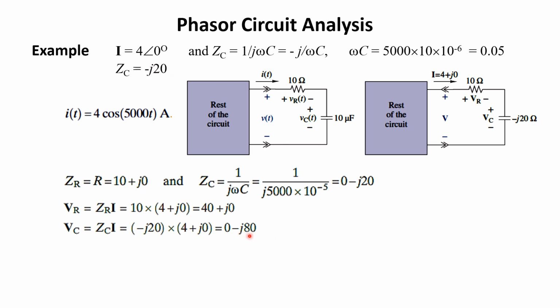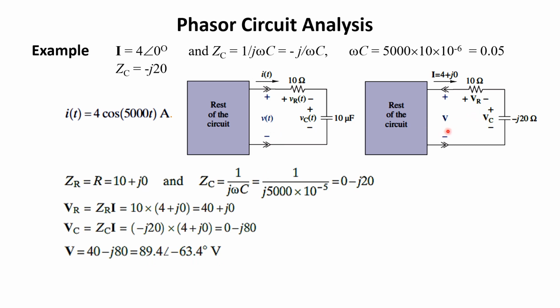So this is the phasor representation of the capacitor voltage and the resistance voltage. The net voltage over here is V_R plus V_C, so we can add phasors. So V_R plus V_C is shown over here. It is 40 minus j80. The magnitude is square root of 40 squared plus 80 squared, and the angle is tan inverse of minus 80 divided by 40. So this is the phasor representation of this voltage.